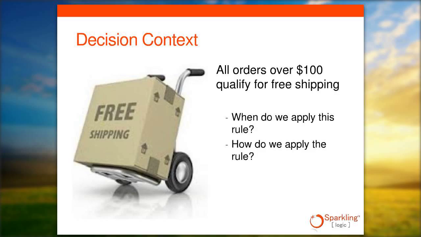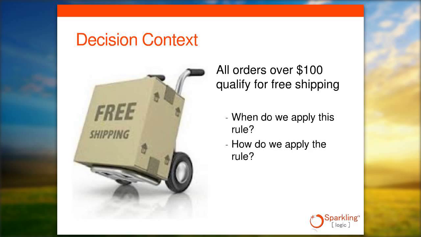Let's say you're an online retailer, and you might have a business rule in your organization that says that all orders over $100 qualify for free shipping. But there are some problems with this business rule because the rule itself doesn't tell us when we apply the rule or how we apply the rule. So both of those are supplied by the decision context.